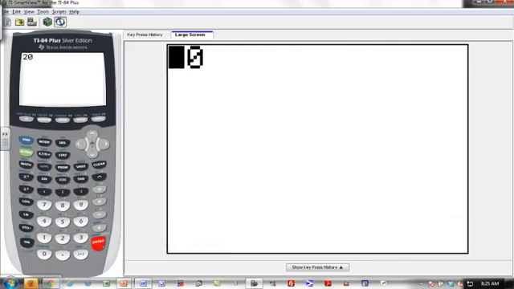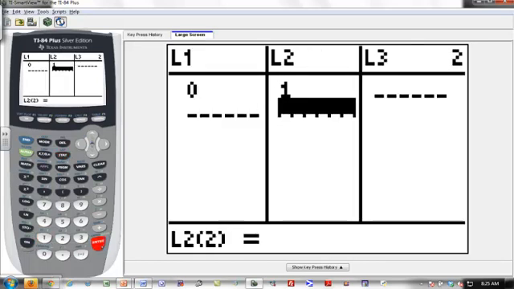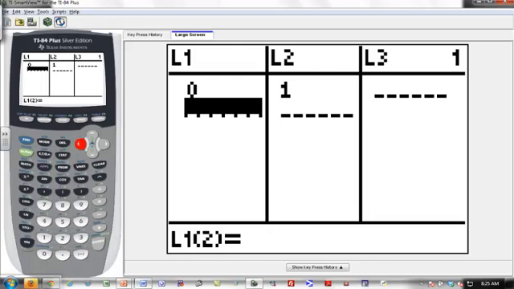Whoops. Oh, that failed. Stats. Edit. 1. Enter. Okay, great. So at time equals 0, I got 1 bacteria. How quickly is this bacteria going to double? Give me a number. Every 3 hours it's going to double? 3.5. Oh, you're going to make it hard on me.